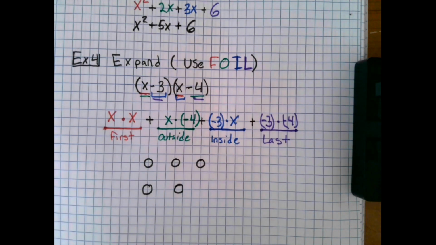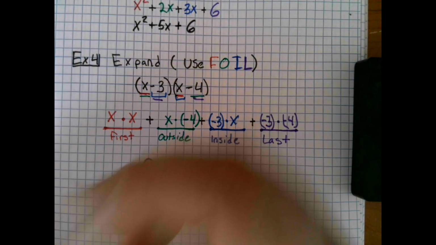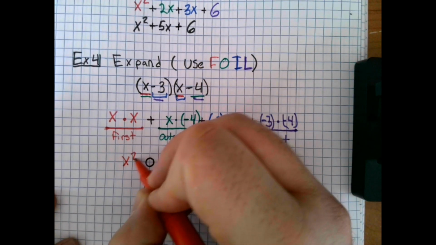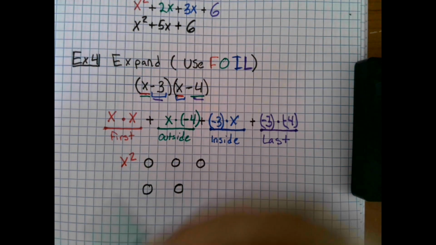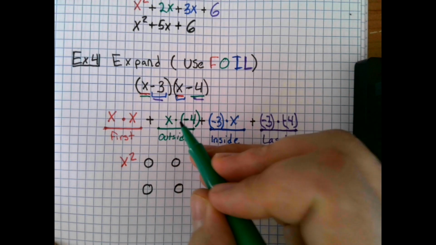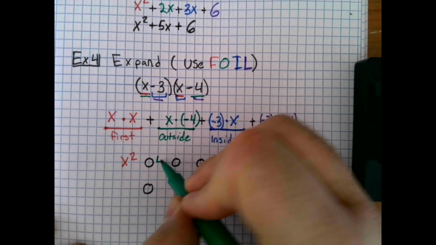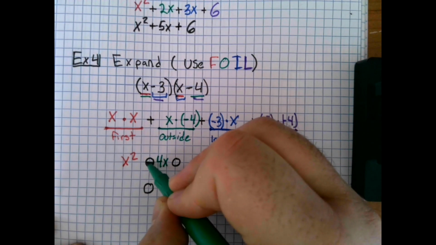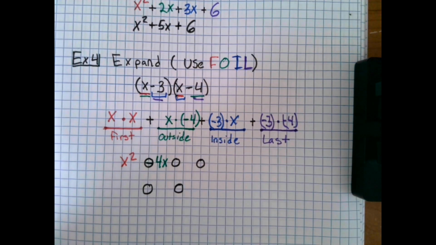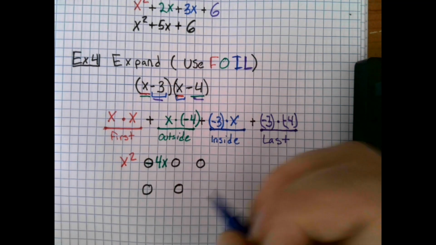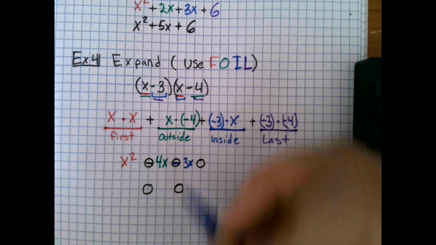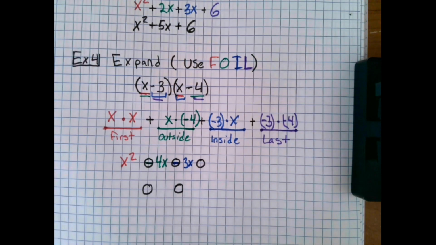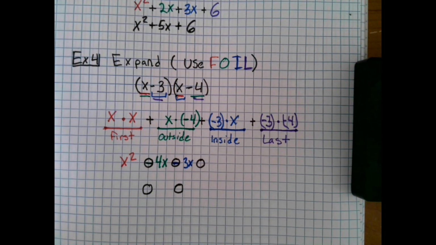Now, as we're going through, x times x is x squared. X times 4 would be 4x, and it would be plus 4x, but it's x times negative 4, so it's going to be 4x, and since it's negative, we're going to have a minus. For our inside, we have negative 3 times x, so we're going to have a 3x, which is being subtracted. Now, the last one's a little bit trickier. We have negative 3 times negative 4.